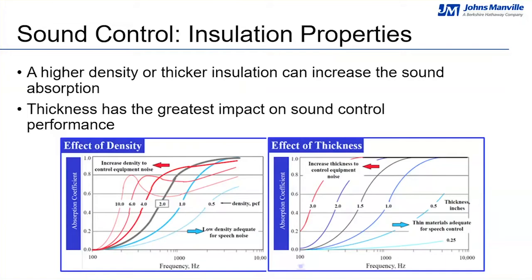Moving from a 1-inch product to a 2-inch or 3-inch product can increase the NRC significantly. Increasing the thickness of a fibrous insulation will generally have the greatest impact on sound absorption performance over increasing the density, though both material properties do impact performance.